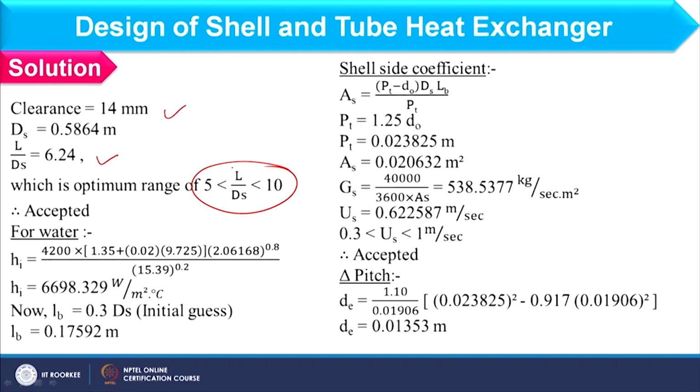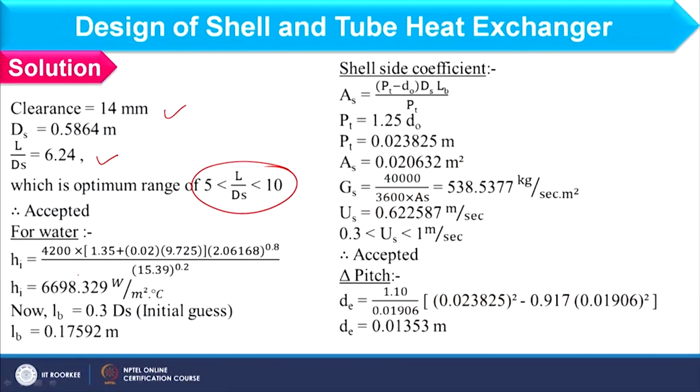And to calculate the heat transfer coefficient on the tube side, we will use the expression which is specially given for water. So the heat transfer coefficient on the water side, or tube side, you can find as 6698.329 watt per meter square degree Celsius, and then we have to carry out the calculation for the shell side heat transfer coefficient, and for that we have to consider baffle spacing. The initial guess should be 0.3 into Ds.